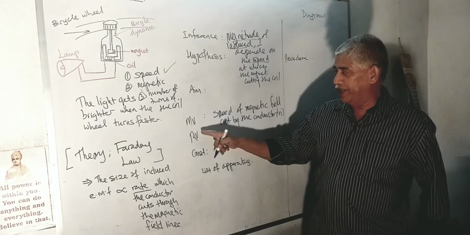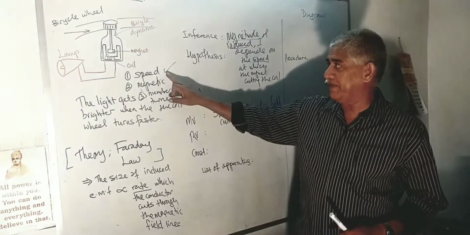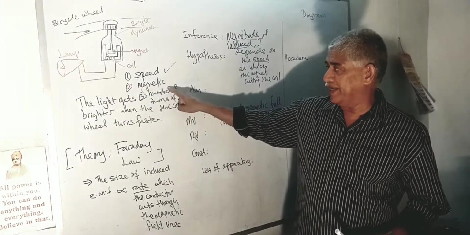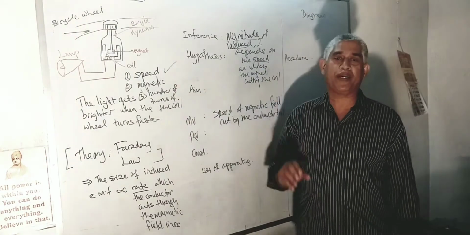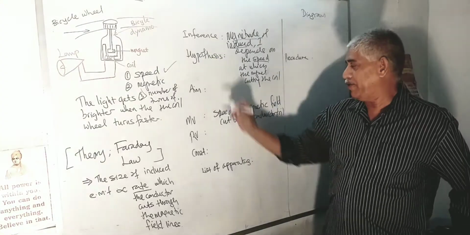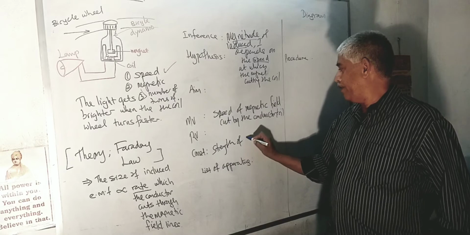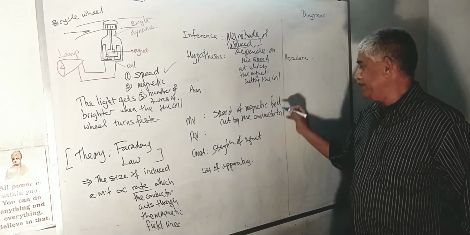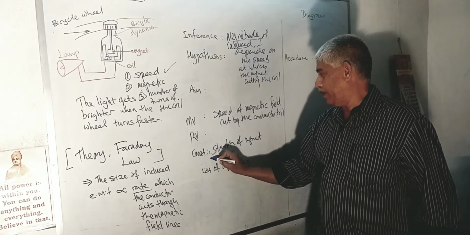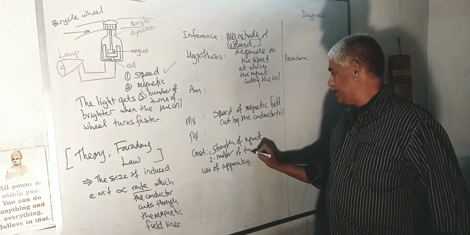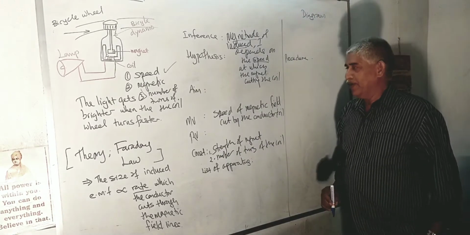So here we know that Faraday's law is talking about the rate. There are three variables I mentioned here: speed, strength of magnetic field, and number of turns. Once speed is manipulated, the other two become constant. So the constants will be, number one, the strength of the magnet or magnetic field, and number two, the number of turns of the coil. Okay, list of apparatus.